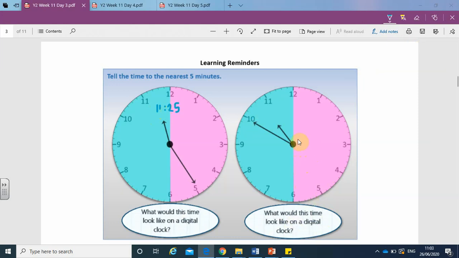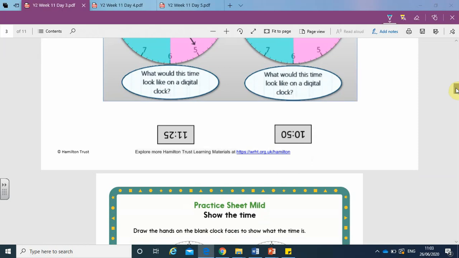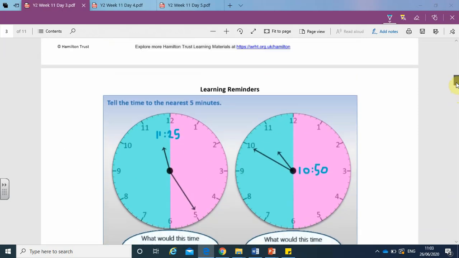And this one, what would it look like? Well, the hour hand's gone past the 10, so it's 10 something. Really common, it's not 10:10. And for my minutes, I have to count around 5, 10, 15, 20, 25, 30, 35, 40, 45, 50. So it's 10:50. And my answers are upside down underneath. Very pleased I got those correct.